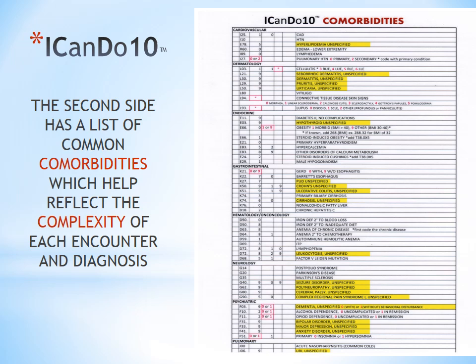The second side of an ICanDo10 coding sheet is comorbidities, where they have quick reference to coding. The second side has ICanDo10 comorbidities, where it lists, for quick reference, multiple diagnosis of comorbidities, including reminders of coding rules.